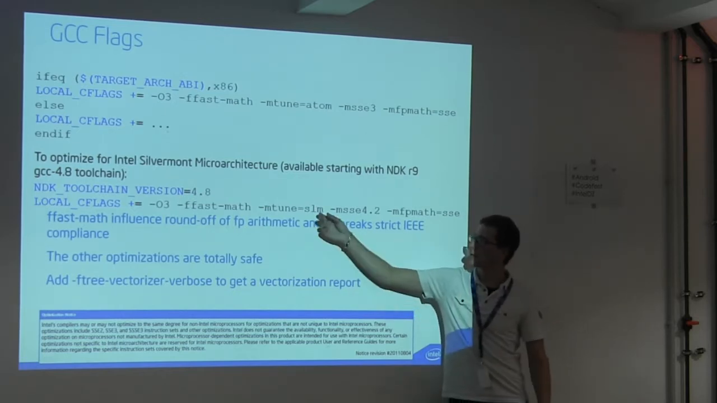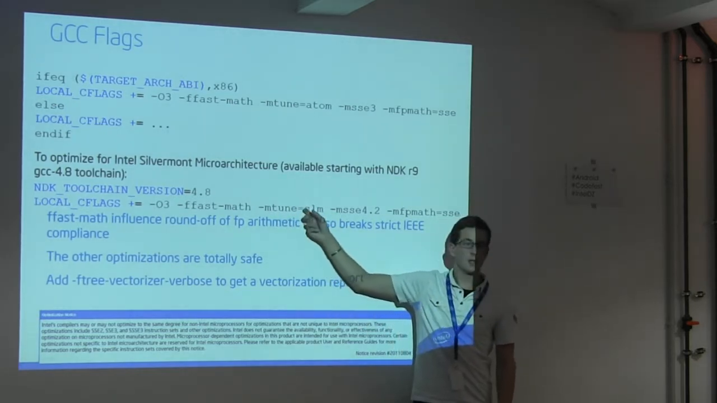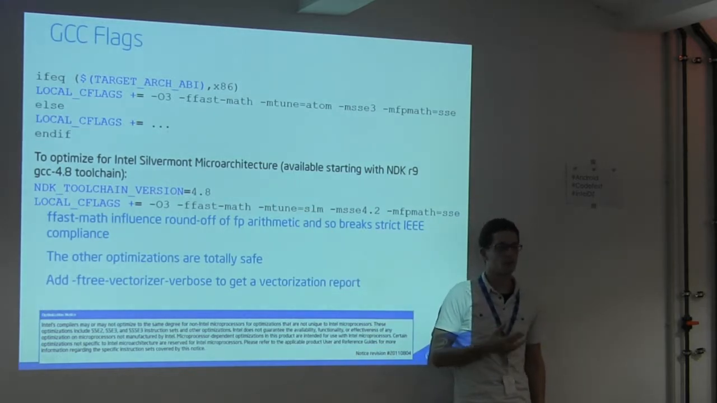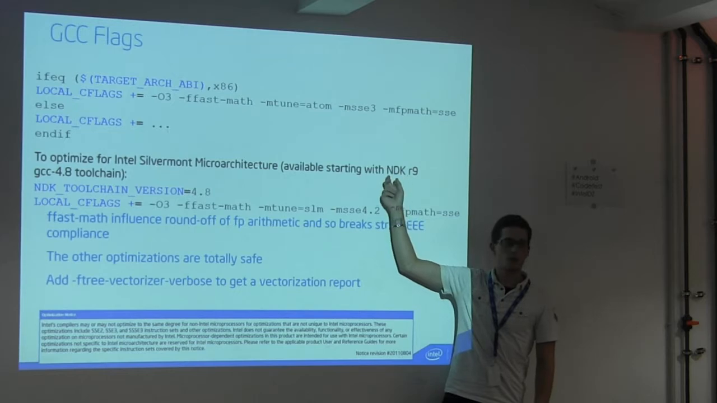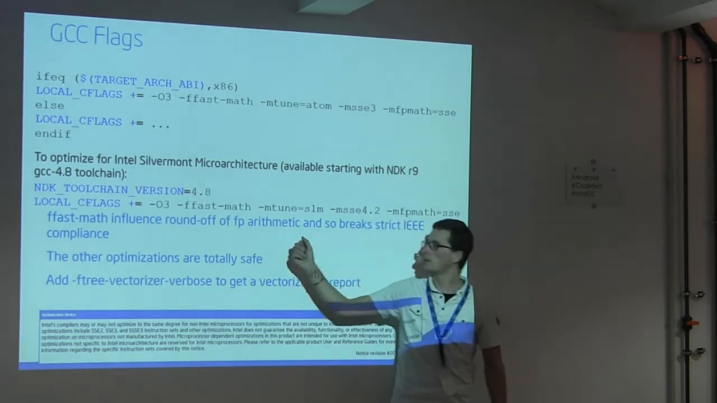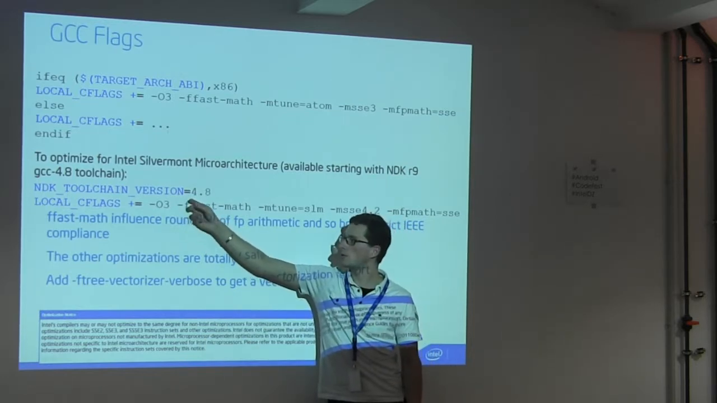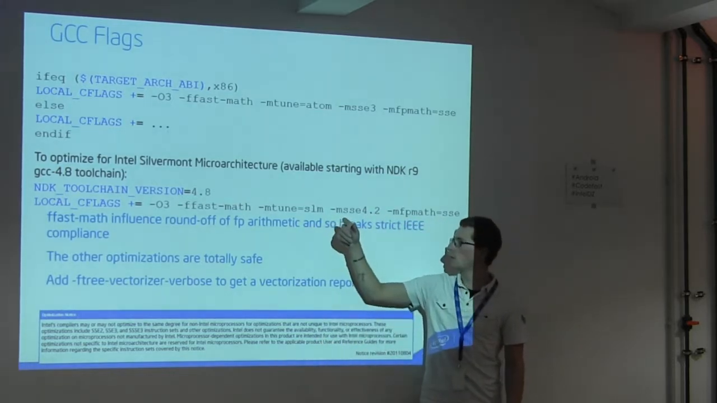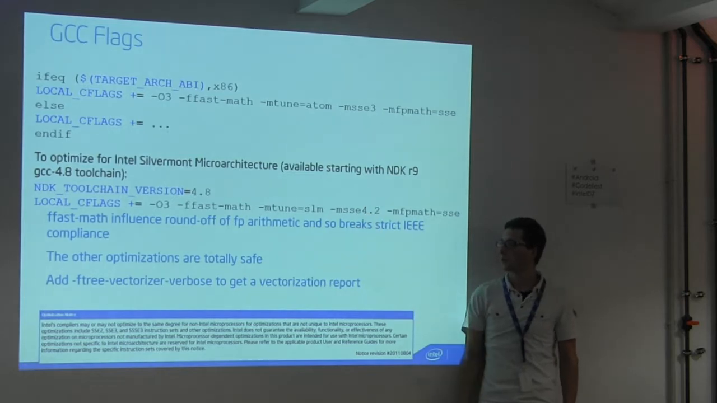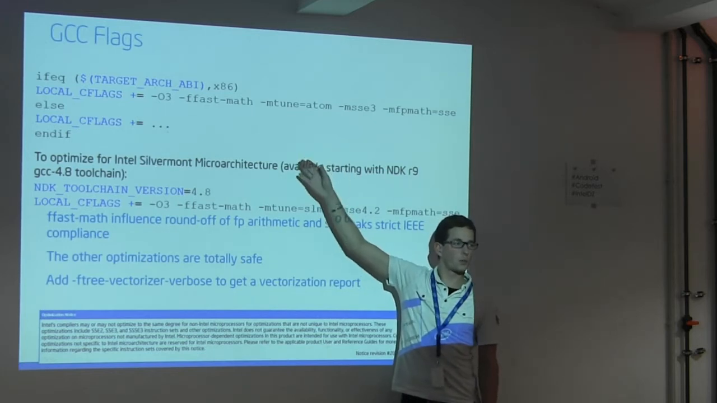If you want to optimize for our next architecture, you can already use -mtune=slm. SLM is Silvermont, the name of our next microarchitecture, which will be inside tablets and phones from Intel next year. It's available with the latest release of the NDK, r9, using GCC 4.8. You just need to also specify you want to use GCC 4.8 using the NDK toolchain version, but by default, right now it's 4.6. With -mtune=slm and SSE 4.2 you can activate it. If you're using -mtune, it will generate code that will also run on older platforms.